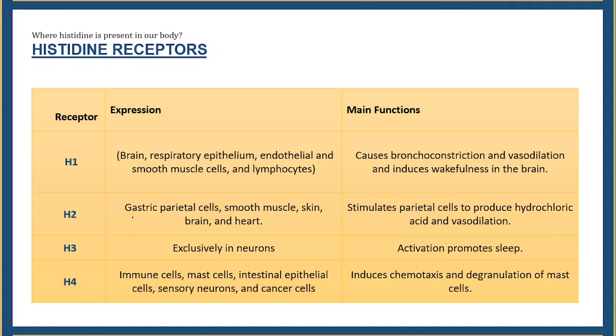Next, H2 receptors are present in the gastric parietal cells, brain and heart, and they stimulate parietal cells to produce hydrochloric acid and vasodilation. H3 receptors are present in neurons, and their activation promotes sleeping. H4 receptors are present in the immune cells, mast cells, intestinal epithelial cells, sensory neurons and cancer cells. Their function is chemotaxis.